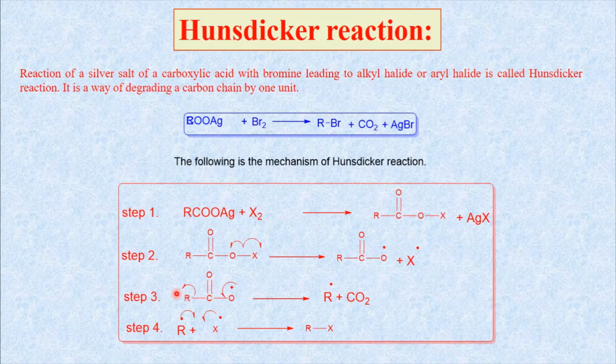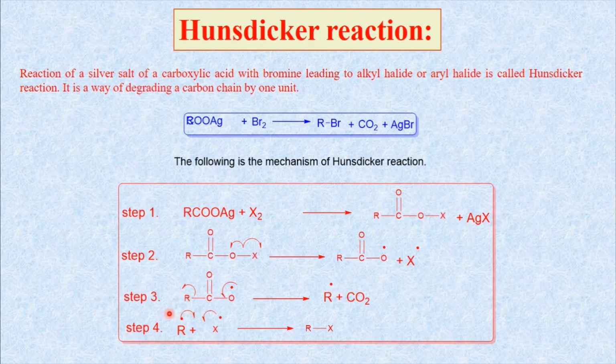Then the decarboxylation reaction takes place. This O radical delocalizes here, and the C-R bond undergoes homolytic cleavage, so it generates an R radical. This carbon radical reacts with the O radical and converts to CO2 and the R radical.